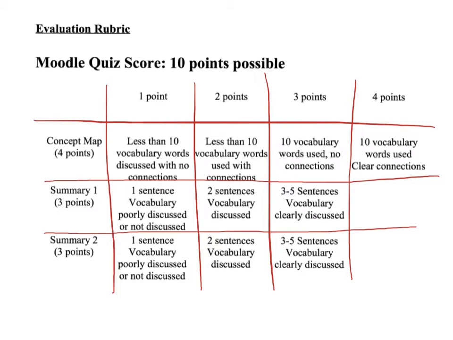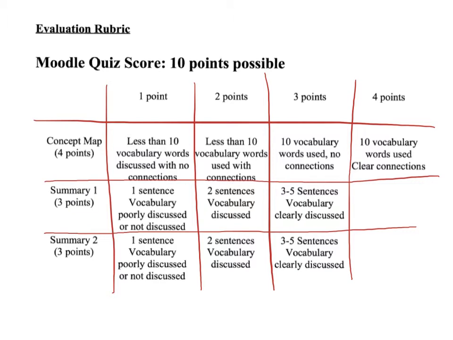The next thing you should have listed on your paper is the concept map. That concept map is worth 4 total points. Here's the description of the point values 1 through 4. The third thing you should have listed on your sheet would be summary number 1. That is out of a possible 3 points. Remember, that summary should be between 3 and 5 sentences long.